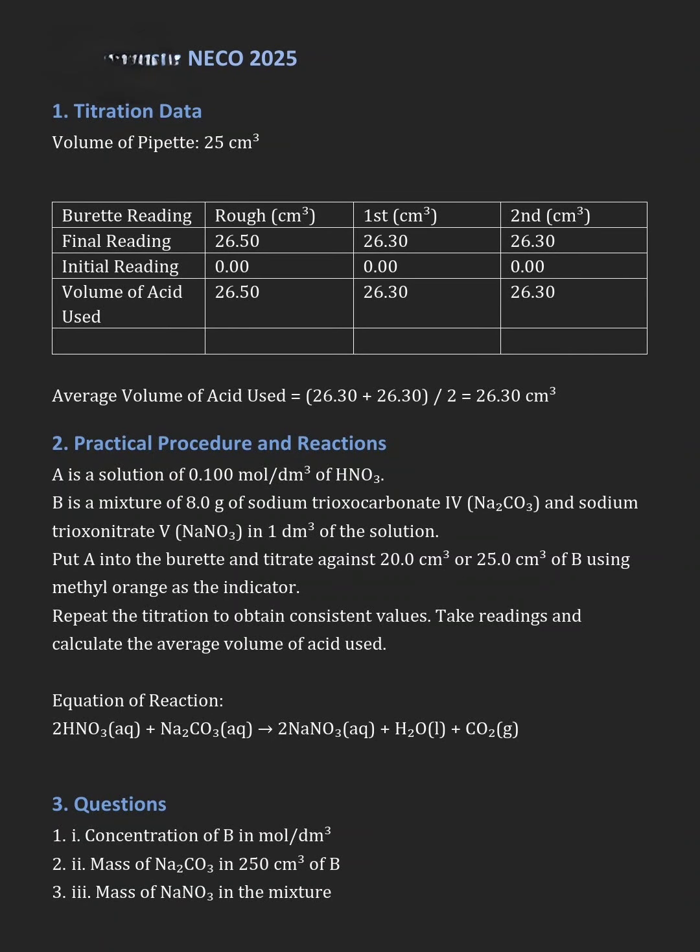So yeah, welcome to Science Planet, and today we are trying to analyze the titration of NaCO3. And here you can see our titer value to be 26.30 cm3. We have already done our titration, and you can see the table up there.